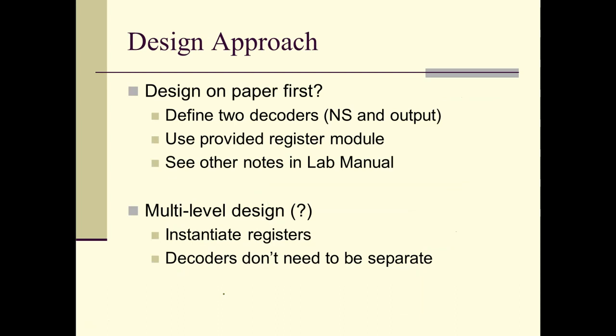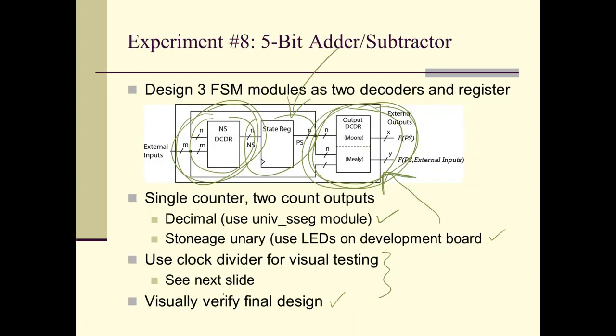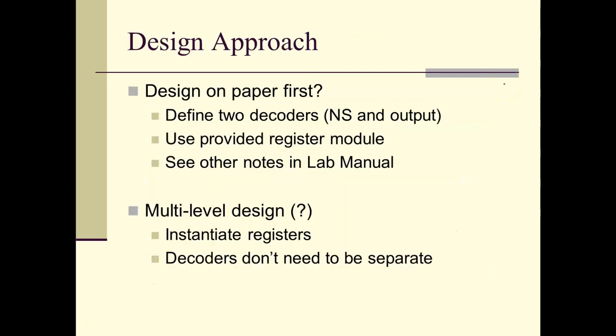This is a design that's fairly straightforward. Here's your block level diagram right there, roughly speaking. So it's almost like you don't really need to design this on paper first, but maybe you should. What you'll be doing is designing 2 decoders: one is the next state decoder, the other is the output decoder. You're going to use just a register module for the state registers, and make sure you look at the manual. There are some other notes in the manual that will be helpful.